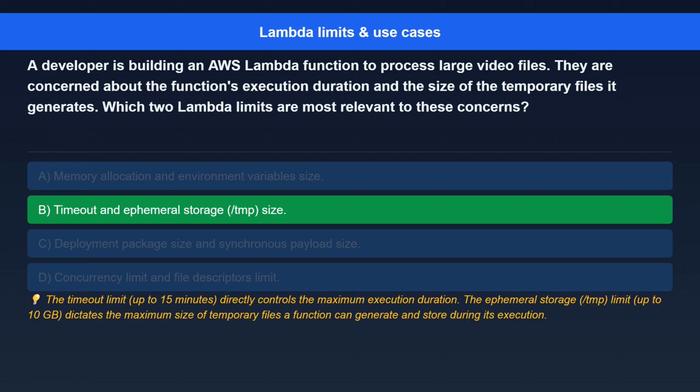The correct answer is timeout and ephemeral storage (TMP) size. Here's the explanation. The timeout limit, up to 15 minutes, directly controls the maximum execution duration. The ephemeral storage (TMP) limit, up to 10 gigabytes, dictates the maximum size of temporary files a function can generate and store during its execution.